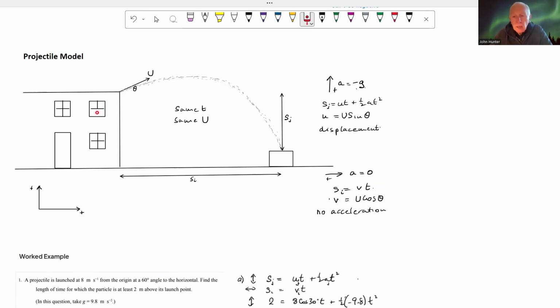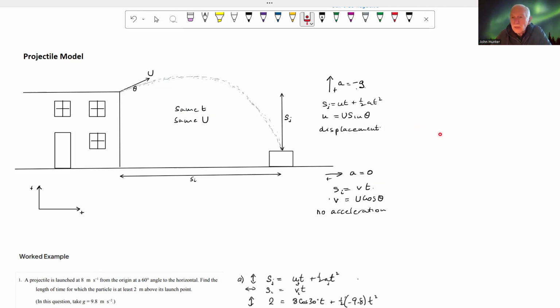Now, note what is common between these two. First of all, we've got the same value of u. It's the same speed, we're just resolving it in two directions. It might come to us already resolved, but essentially it's the same initial velocity being fired up at this angle, and it's the same t. So we've got two equations in two unknowns. Familiar? Yeah, of course, simultaneous equations.